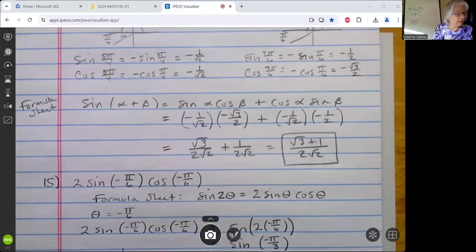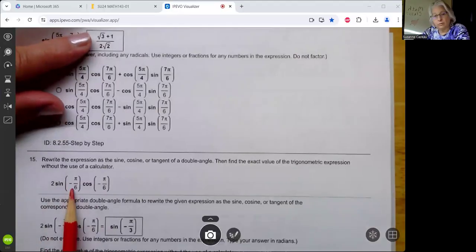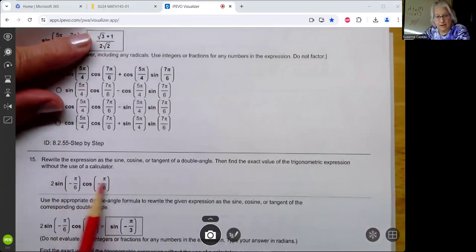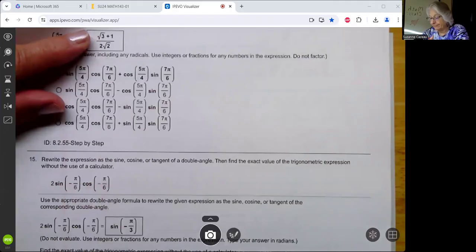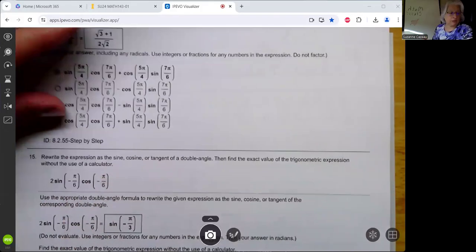Number 15. You're going to notice that these two are the same, so let's just call it theta. So 2 sine negative pi over 6 times cosine negative pi over 6. We're going to use the formula sheet.